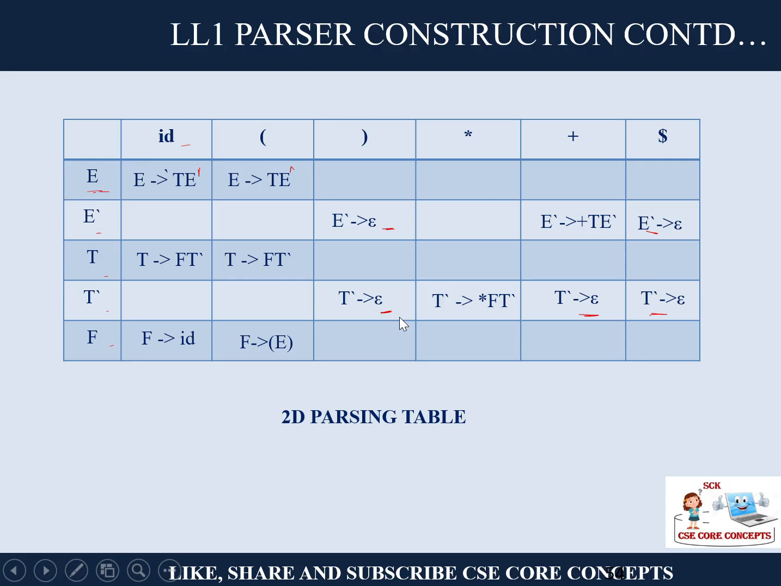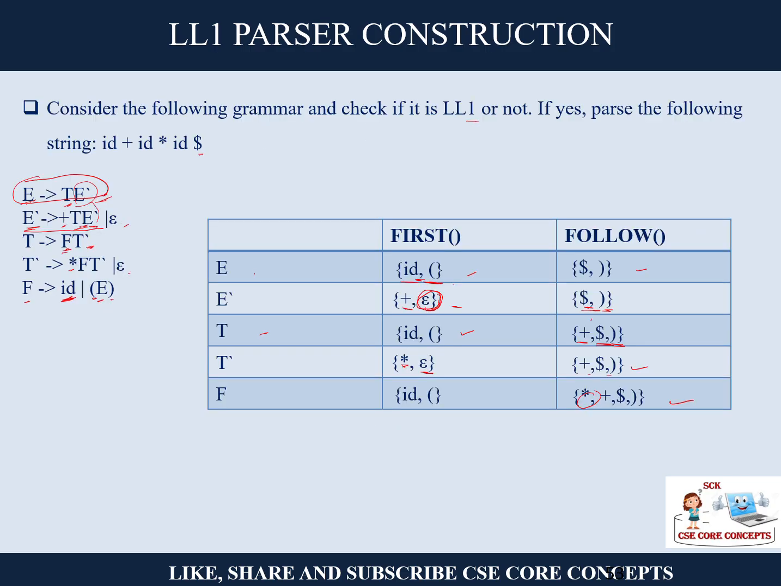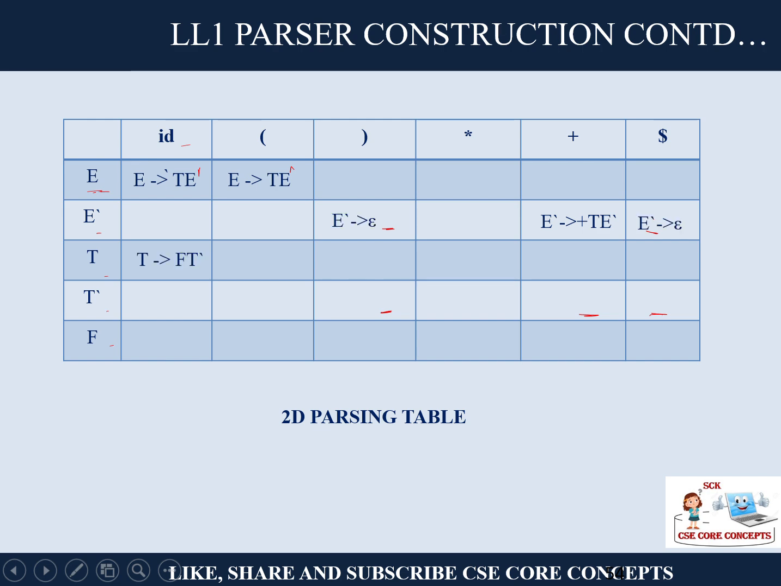So your 2D parsing table is done. Now what was our first question? First you have to find out whether it is LL1 or not. You will say yes, this is LL1, because in none of the cells do you have two rules clashing. Every cell has one rule. So no two rules are clashing in one cell. That means it is an LL1 grammar.